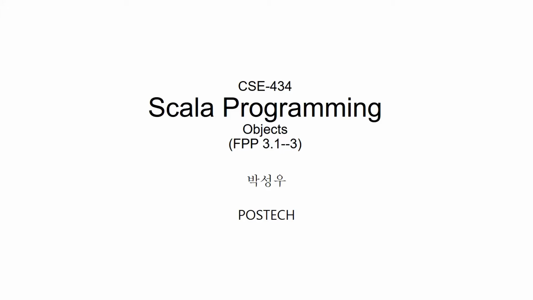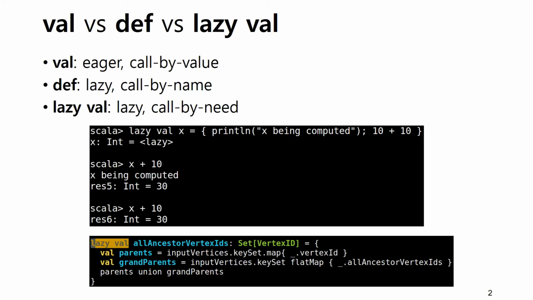This lecture is about objects in Scala programming. Previously, we learned two ways of declaring variables using val and def. val corresponds to eager evaluation or call by value style, and def corresponds to lazy evaluation or call by name or textual substitution.